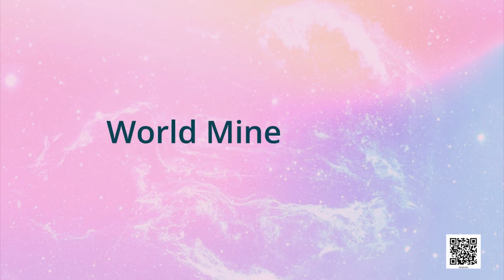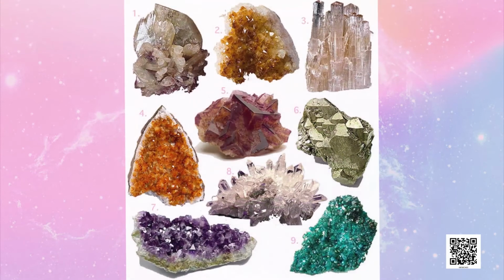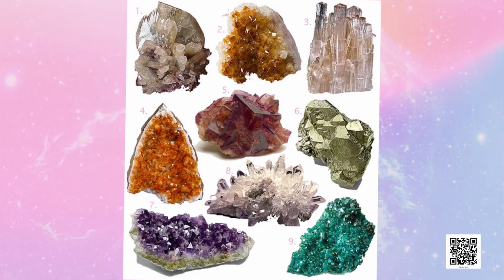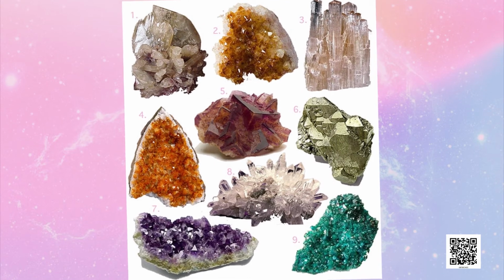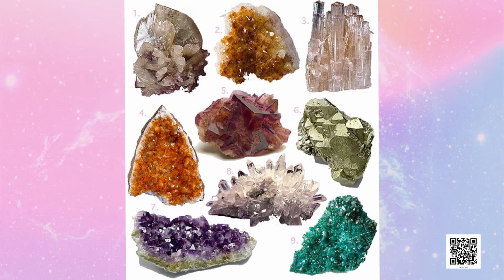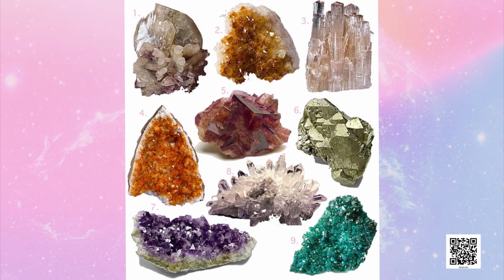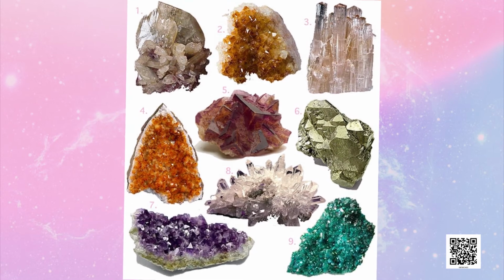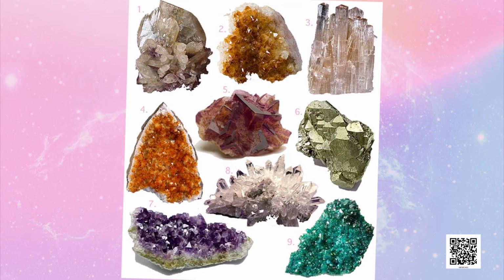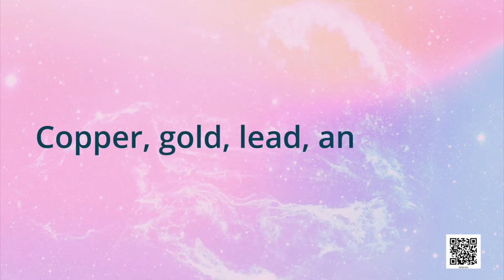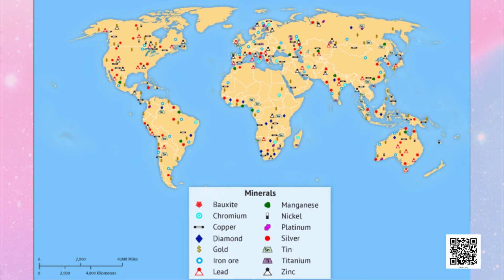World Mineral Map. A mineral is a naturally occurring inorganic element or compound having an orderly internal structure and characteristic chemical composition, crystal form, and physical properties. Minerals are found all over the world in the form of deposits. Some common minerals are copper, gold, lead, and nickel. Looking at this map, we can clearly see various types of minerals in various continents of the world.